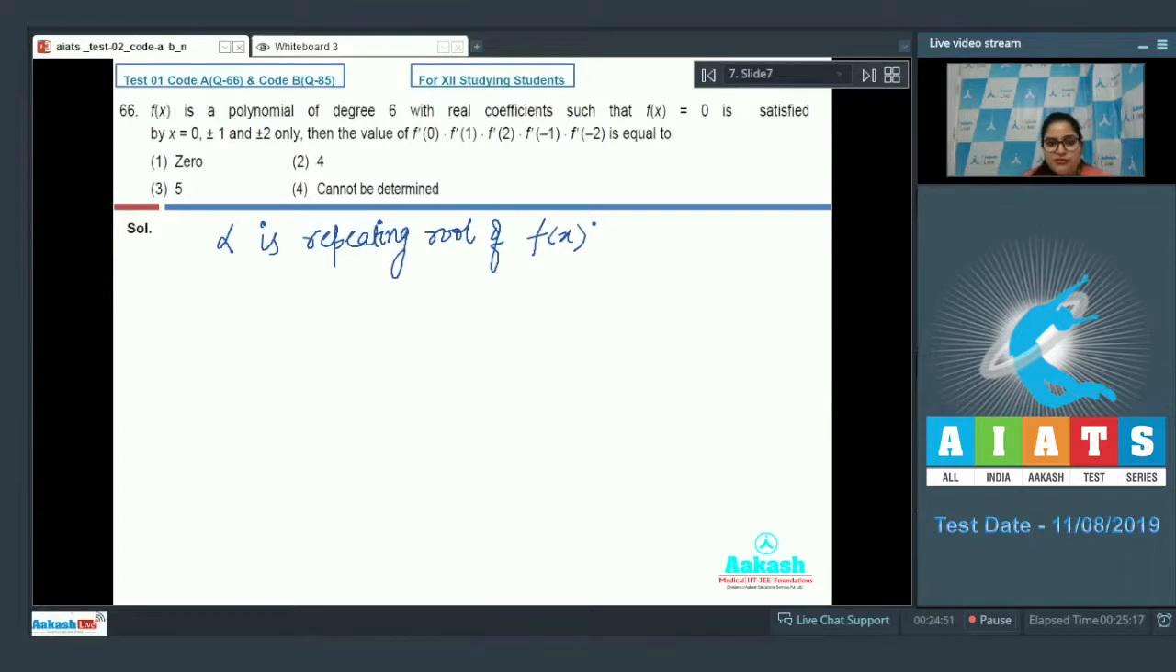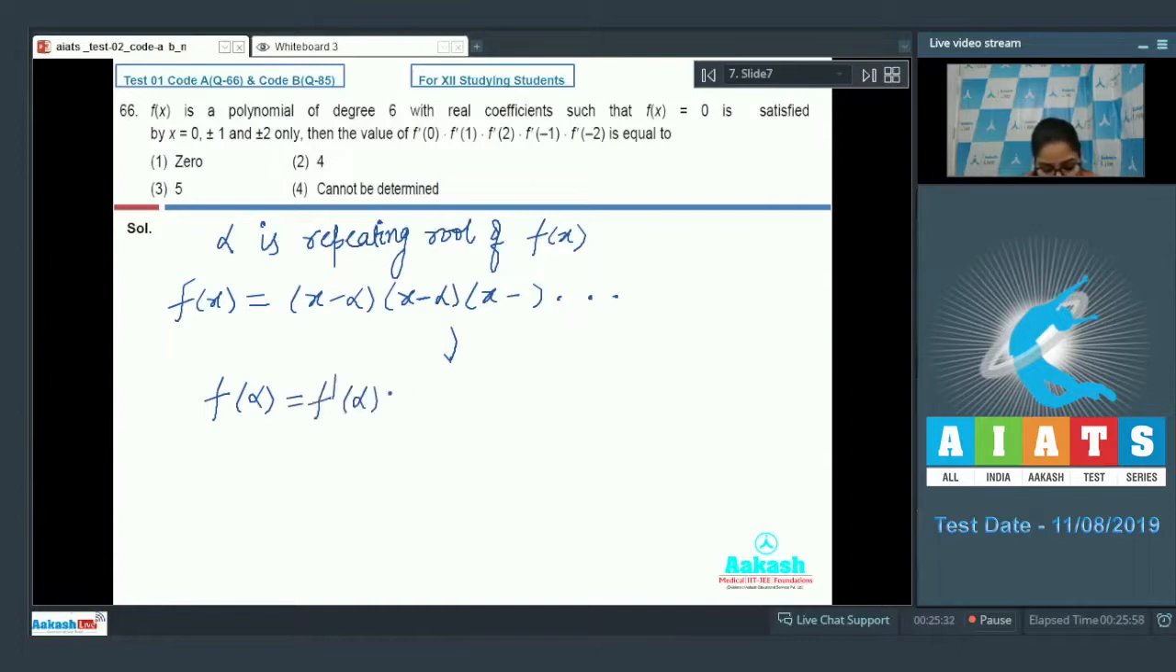So when your f of x contains alpha 2 times, like f of x equal to x minus alpha, and x minus alpha, and so on, when you differentiate it, you will get x minus alpha in every term. So, this is a theory part, when alpha is your repeating root of f of x, f of alpha and f dash of alpha are both 0.